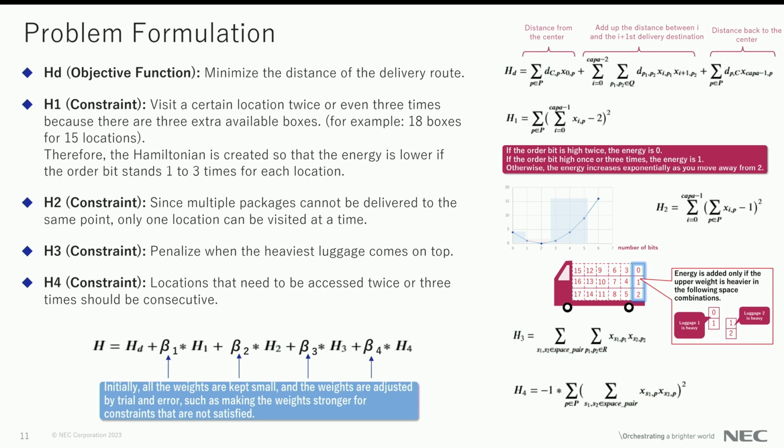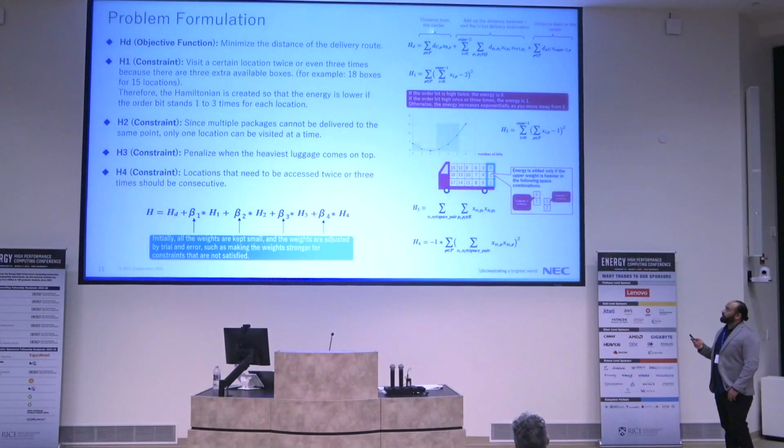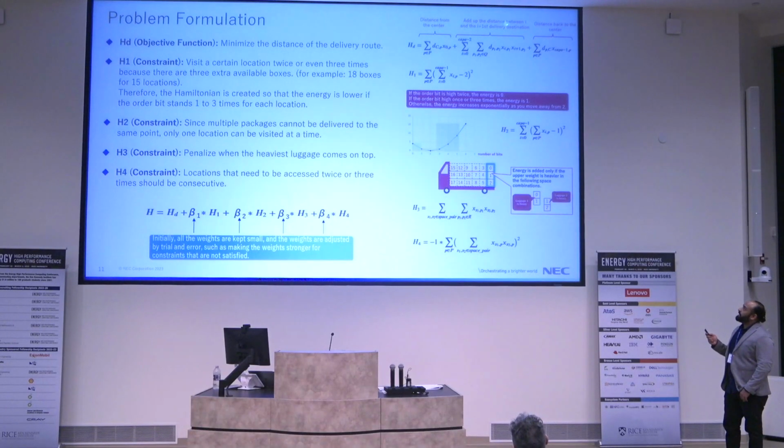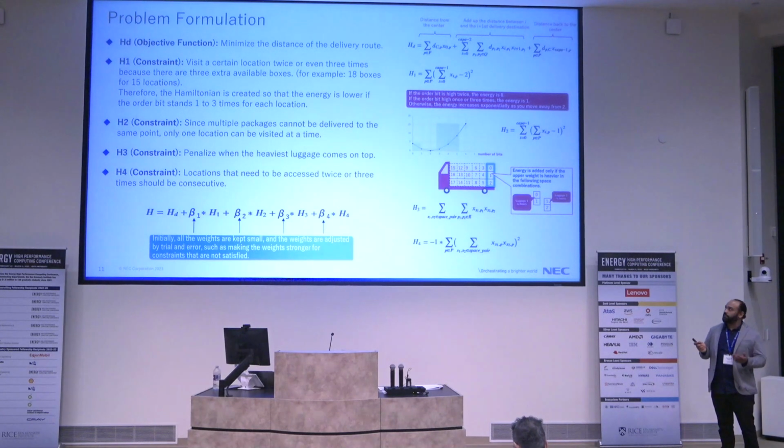We consider an objective function and call the Hamiltonian HD, which in simple words is just the distance from the distribution center, plus the distance between the i-th and the (i+1)-th delivery destination, and then back to the distribution center. This is the function that needs to be minimized. So, shortest path, shortest distance.